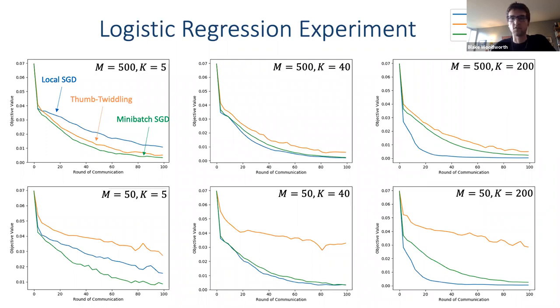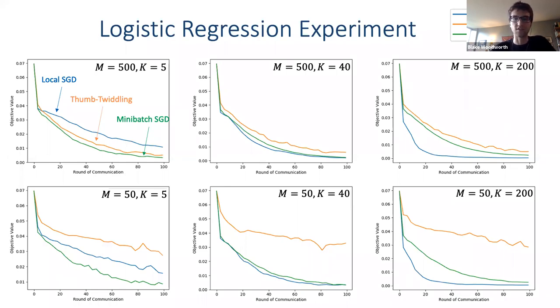Okay. Right. So our experiments are for logistic regression for local SGD, thumb-twiddling, and mini-batch SGD. And we did this for optimally tuned step sizes for each individual algorithm. And we see in the top left panel, when k is small and m is large, indeed, local SGD does perform worse in practice than both thumb-twiddling and mini-batch SGD, even for this simple logistic regression experiment. More generally, when k is small, k equals 5 here, local SGD does worse than mini-batch SGD. When k is somewhat larger, local SGD does about as well as mini-batch SGD. And when k is very large, local SGD does much better than mini-batch SGD.